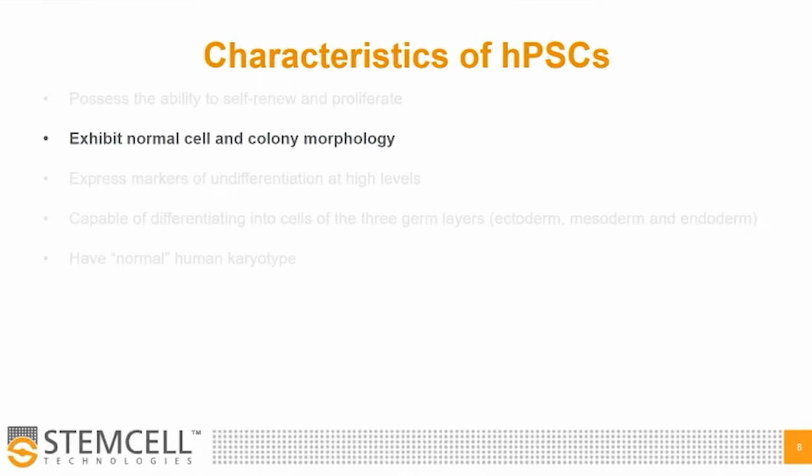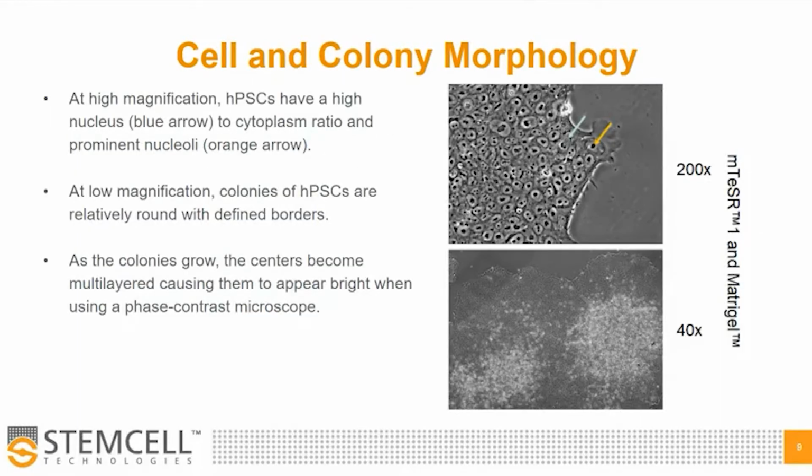Now let's look at what is considered normal cell and colony morphology. As in the top image, under high magnification, hPSCs have a high nucleus to cytoplasm ratio, seen here with the blue arrow, and prominent nucleoli, depicted with the orange arrow. The bottom image shows the appearance of normal morphology of hPSCs at a low magnification. The colonies are relatively round with defined borders. As the colonies grow, the centers become multi-layered, causing them to appear bright when observed under a phase contrast microscope.